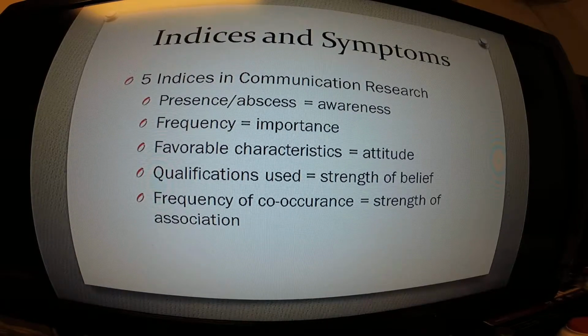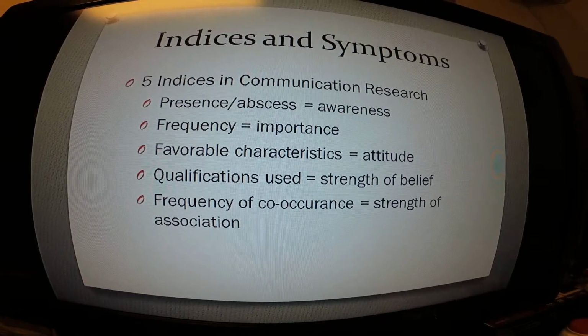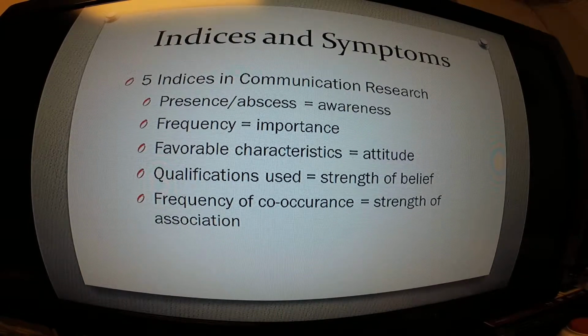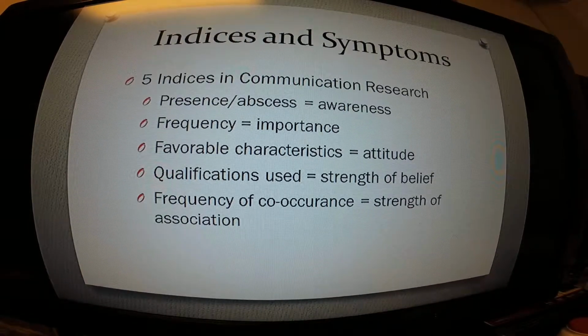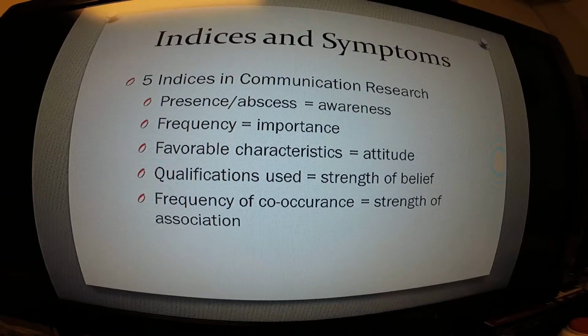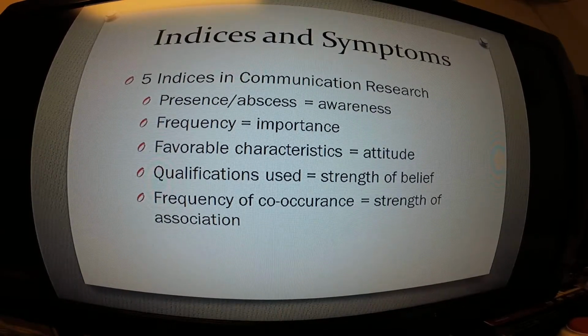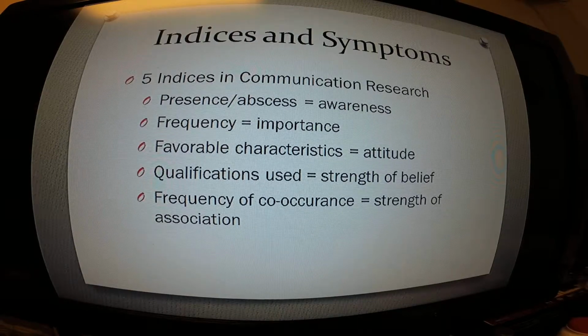Our next category is indices and symptoms. An indice is a variable that is significant because of how it is correlated with other variables. There are 5 indices in communication research. This is the presence or absence of something shows its awareness, the writer's awareness of this item. If they talk about it, they are aware of it. If they don't talk about it, they may not be aware of it.